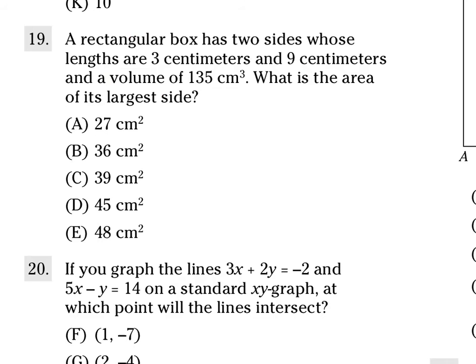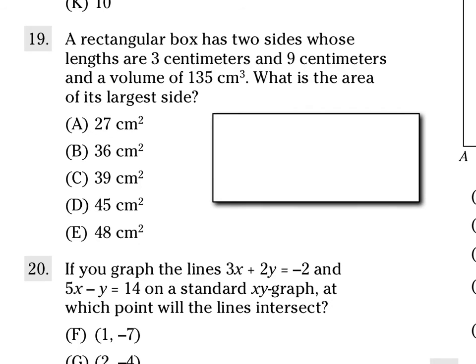A rectangular box has two sides, so I'm going to make a rectangular box. I'll put that there. And two sides whose lengths are 3 centimeters and 9 centimeters. So I assume this will be 9 and this is 3. And a volume of 135. What is the area of its largest side? Oh, this is going to be a box. Okay, I see what's going on now.